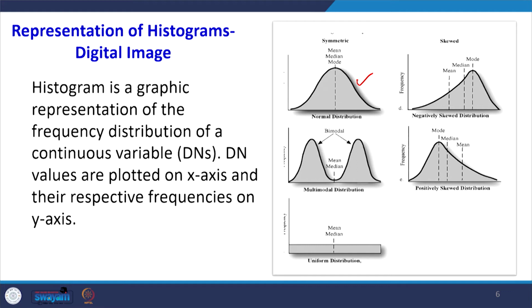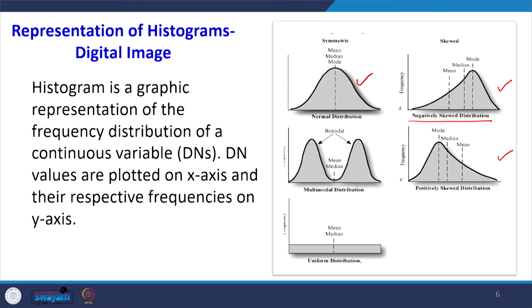Most of the images will have a different kind of shape, sometimes the skewed shape and sometimes the bimodal shape. So, if we have the skewed shape, there are two categories of this. One is where the high peak is towards the higher values, as you can see in the first slide, and this is what we call the negatively skewed distribution. Another category is where the peak is towards the lower side of the DN values, and this is called positively skewed distribution. So, most of the time we will find that the histogram is not normally distributed, but it has a slightly skewed shape.